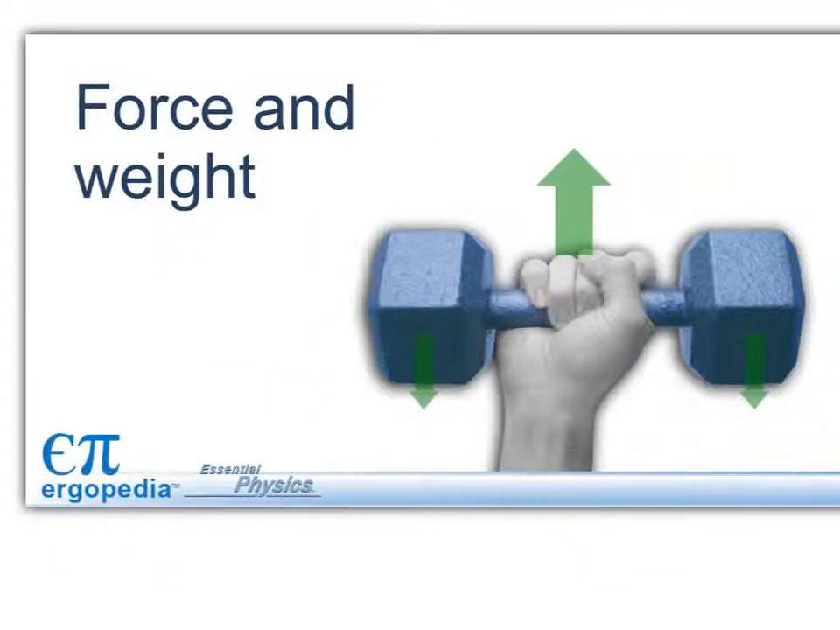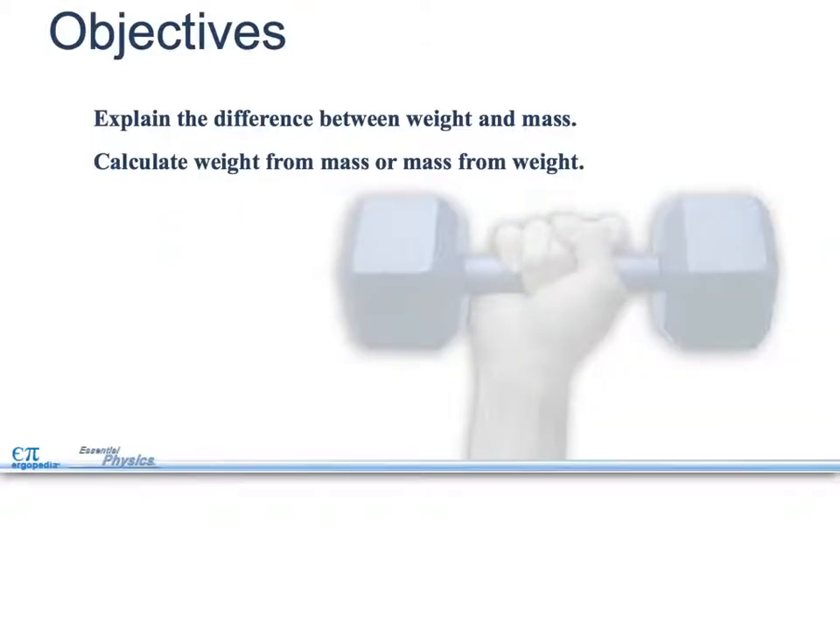Alright, welcome to Chapter 5. We're going to start talking about forces. This is 5.1, talking about force and weight. Our objectives here are to explain the difference between weight and mass, and calculate weight for mass or mass from weight.